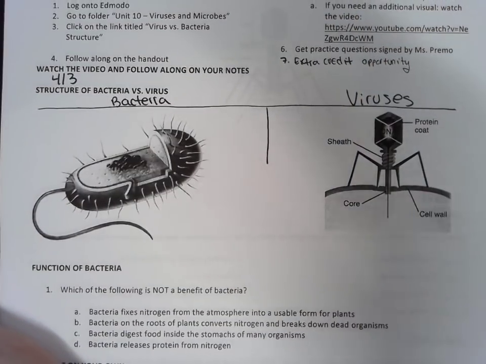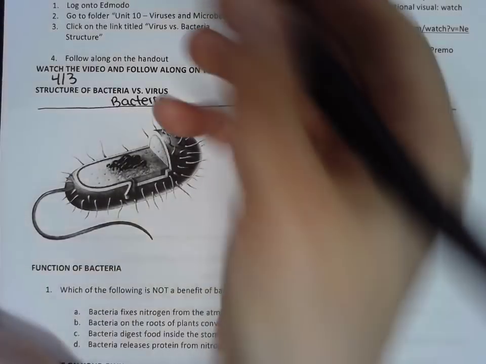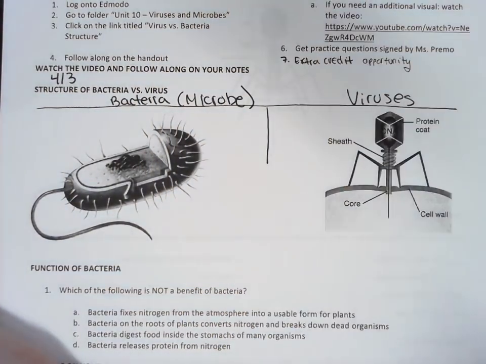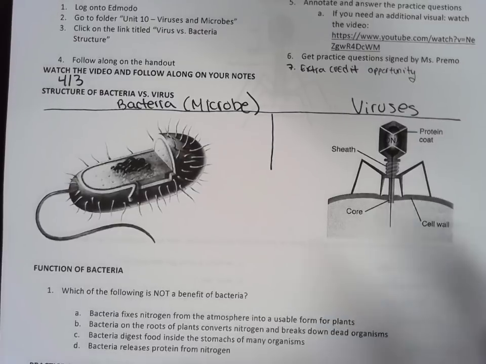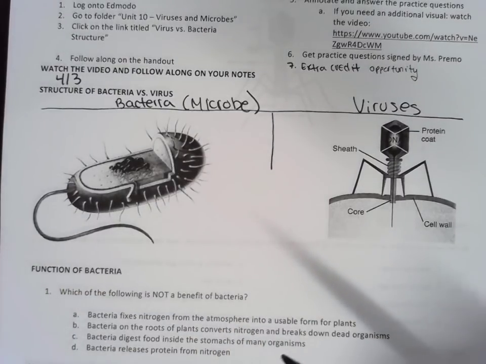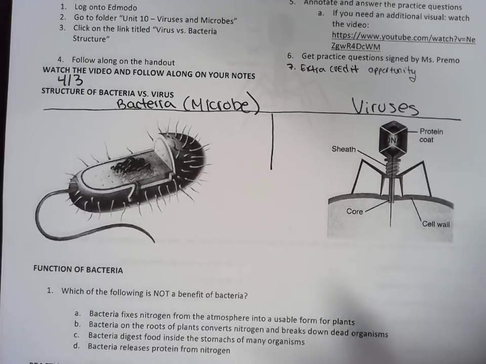So our whole unit is viruses and microbes. Bacteria is also known as a microbe. So these are two things that can infect you and make you sick. In bacteria's case, there are more good bacteria than bad. You have a lot of bacteria. You have more bacteria cells in you than you do your own cells. So let's look at the difference in structure.